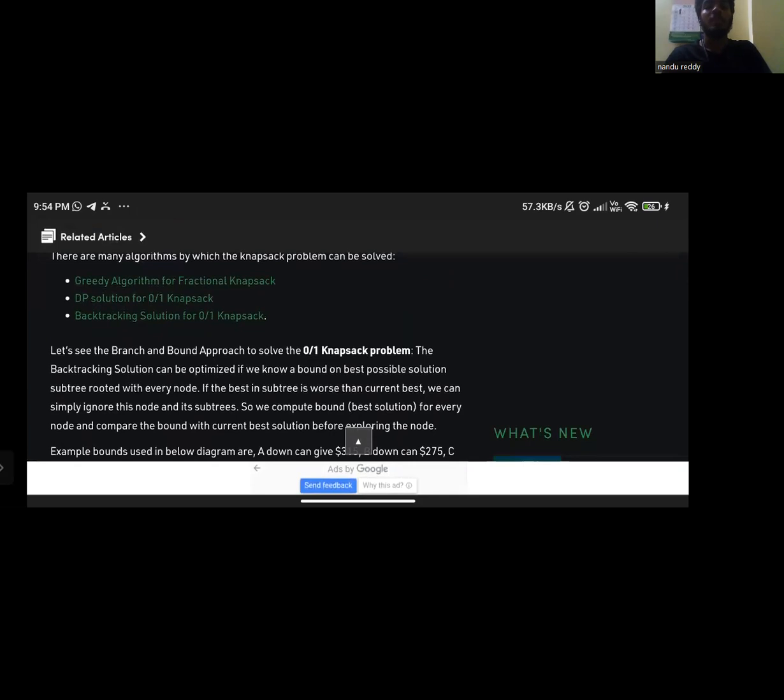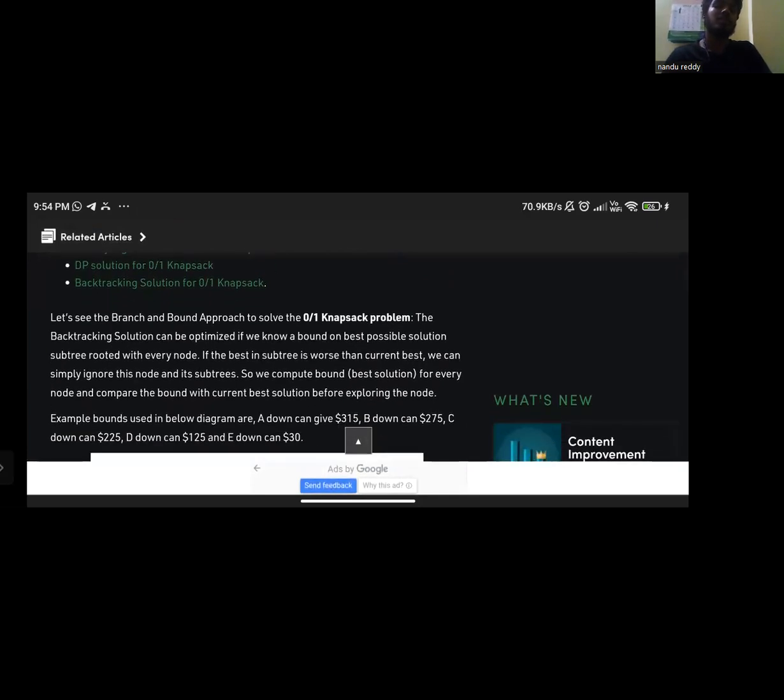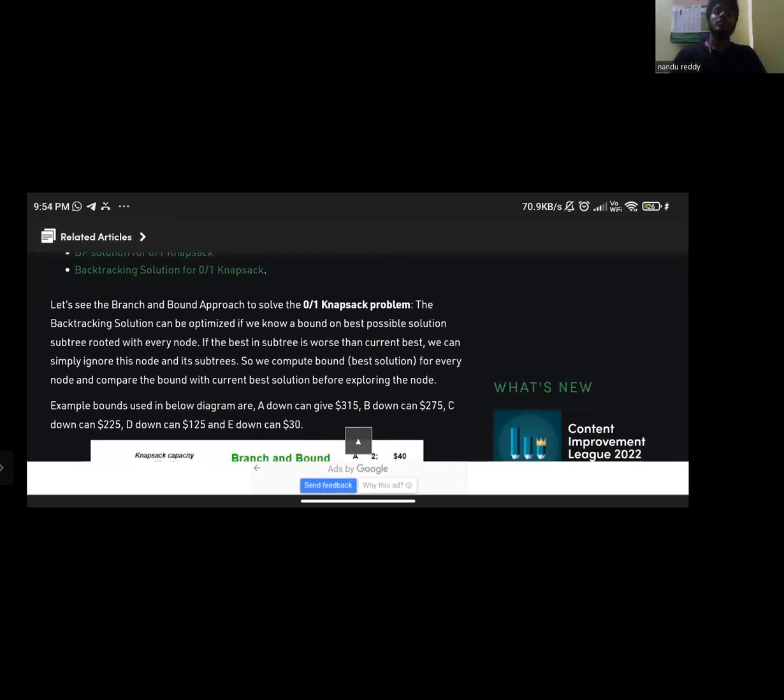There are many algorithms by which the knapsack problem can be solved: greedy algorithm, the dynamic programming solution for 0-1 knapsack, backtracking. Let's see the backtracking approach to solve the 0-1 knapsack problem. The backtracking solution can be obtained if we know a bound on the best possible solution in the subtree rooted with every node. If the best in the subtree is worse than the current best, we can simply ignore this node and its subtree. So we can compute the bound for every node and compare the bound with the current best solution before exploring them.